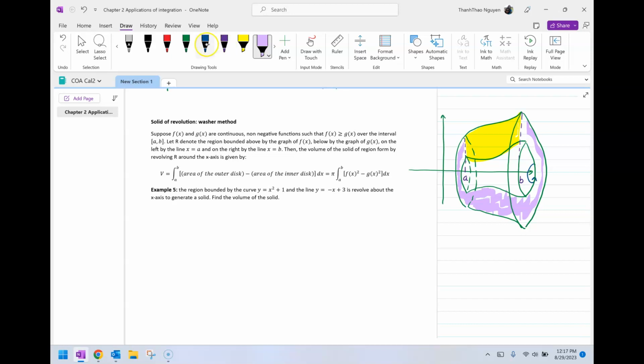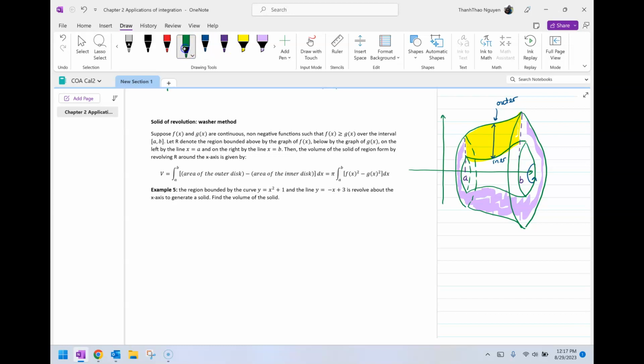So that's why we have this distance here. This is our outer radius, and this is the inner radius. The way we determine the inner and outer radius: the inner radius is the one that is the closest to the axis of rotation. In this case, the axis of rotation is the x-axis. So the inner radius is g of x and the outer radius is f of x.